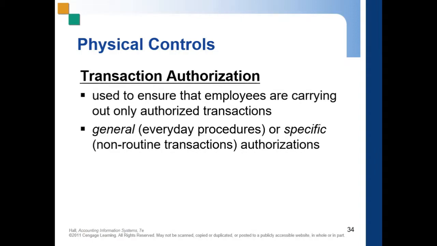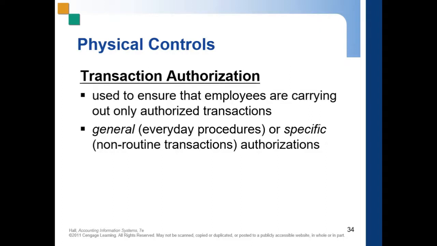So, let's start with transaction authorization. The purpose of transaction authorization is to ensure that all material transactions processed by the information system are valid and in accordance with management's objectives. Authorization may be general or specific. General authorization is granted to operation personnel to perform day-to-day operations. An example is when a person is authorized to purchase inventory from a vendor when the inventory level is at a predetermined reorder point. So, that is part of your general.